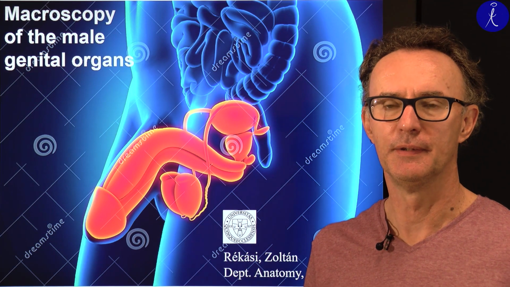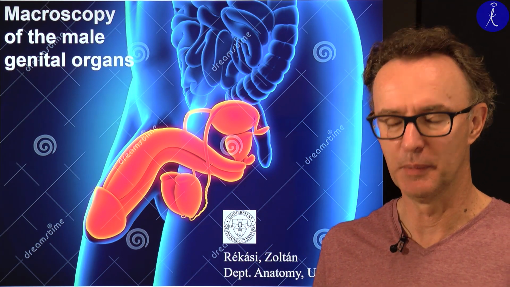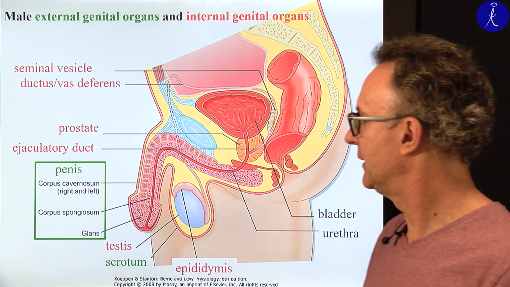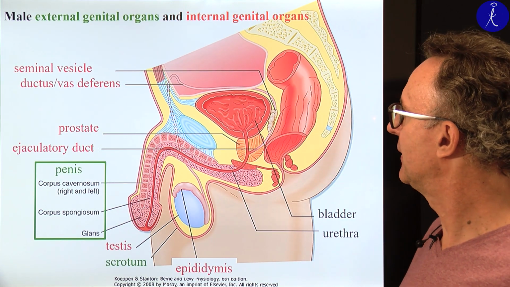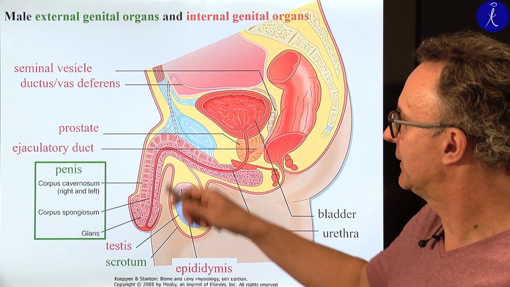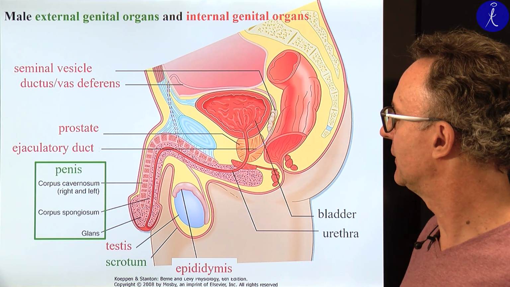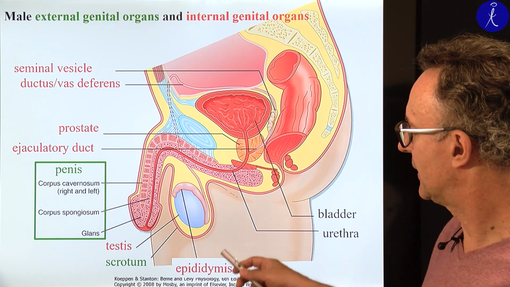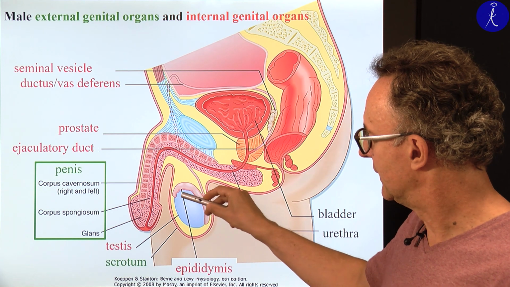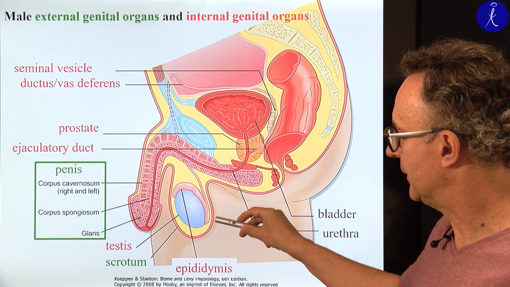Dear students, the next lecture is about the gross anatomy of the male genitalia. The first slide shows the external and the internal genital organs. The red labeled organs are the internal organs, which starts with the male gonad, which is called testis. This is surrounded by the epididymis.